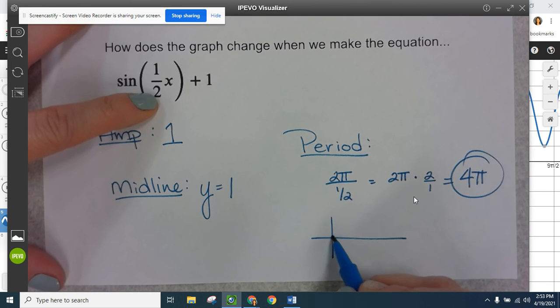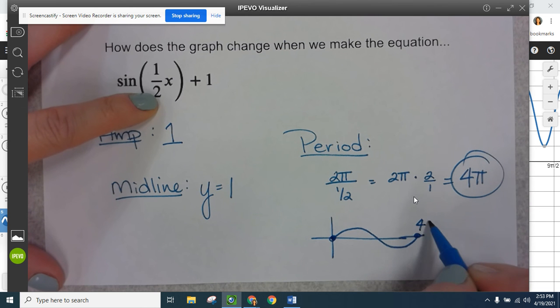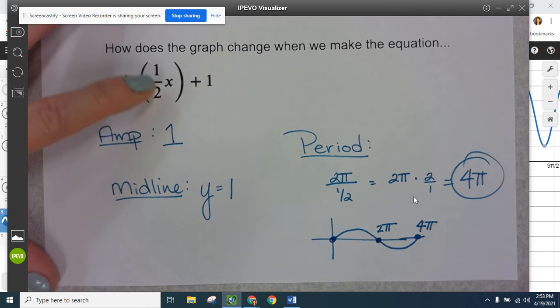That means beginning to end, it's going to be stretched out. And this is going to be 4 pi. My halfway point will be 2 pi.